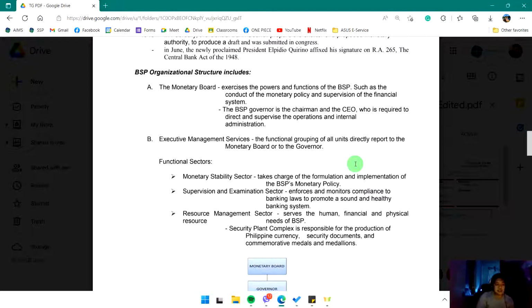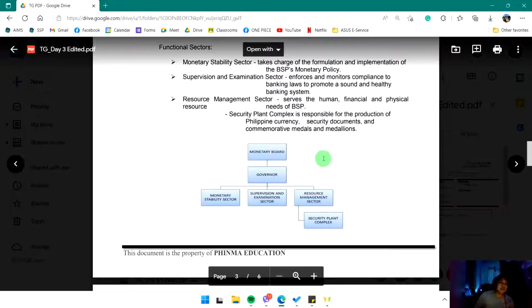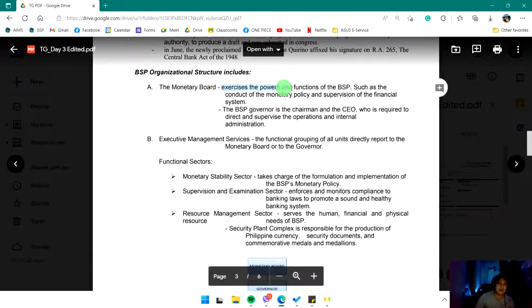So, of course, it also has its own organizational structure. And the topmost part of the org chart is the monetary board. When we say monetary board, they are the ones who exercise the powers and functions of BSP, such as the conduct of monetary policy and supervision of the financial system. So all the functions of our BSP are decided by the monetary board. Since they are at the very top of the organizational structure, you can compare it to a traditional company that has a CEO, a COO, and whatever positions, right? But the main responsibility of the monetary board is to decide.